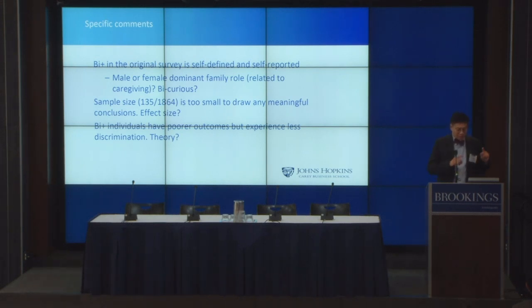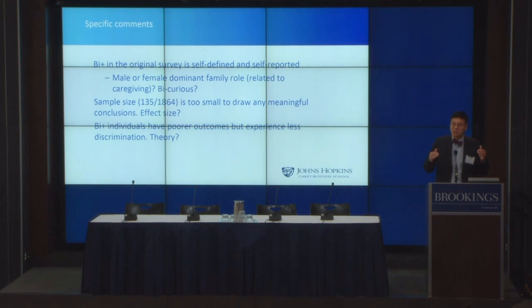The survey found that bi plus individuals have poorer outcomes but experience less discrimination. And you started getting into an explanation why that's the case. See, that's interesting, right? So if you're going to disaggregate and you discover these things, then the next step to my mind is to start thinking what is going on there.